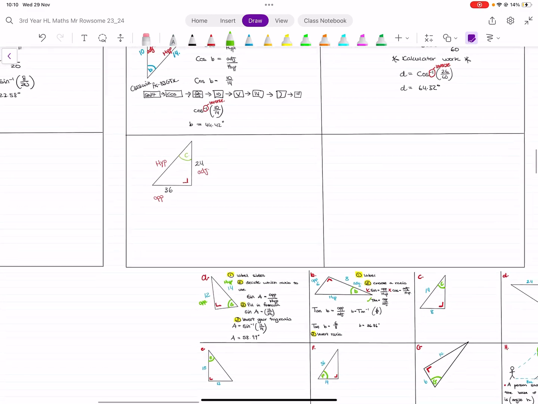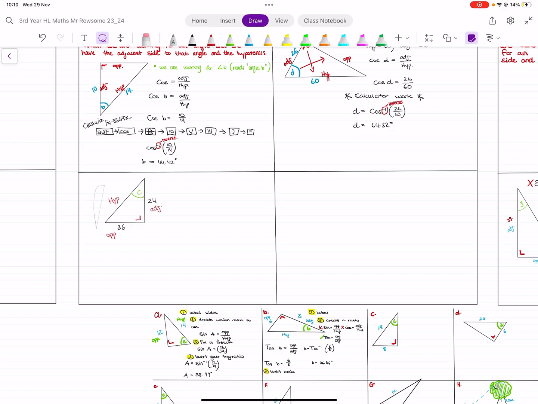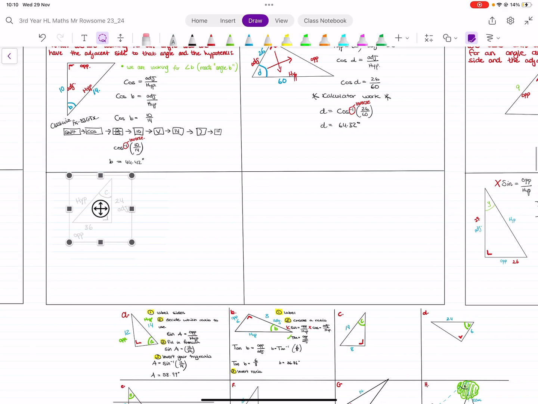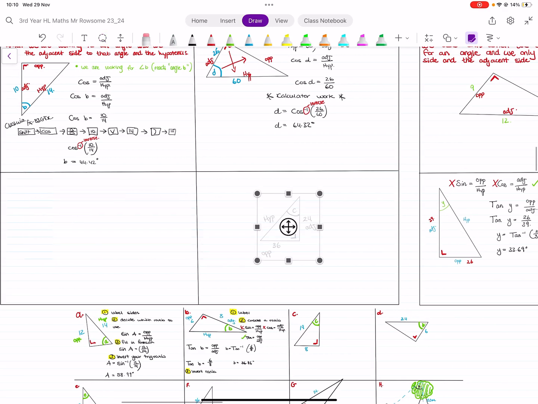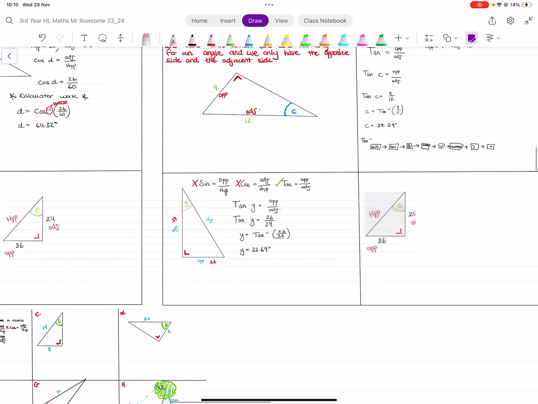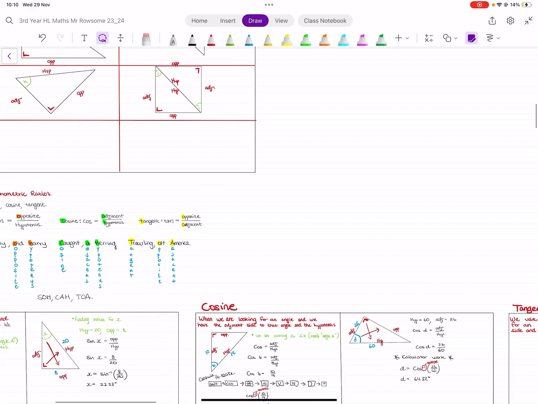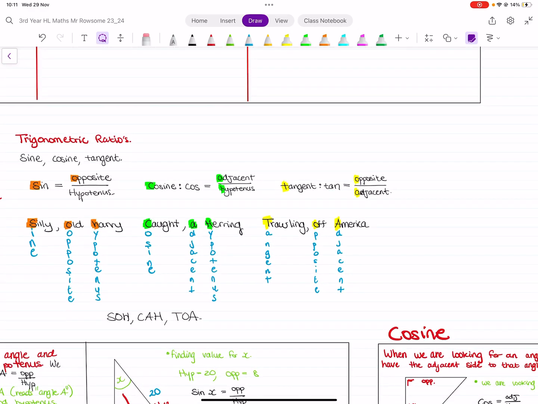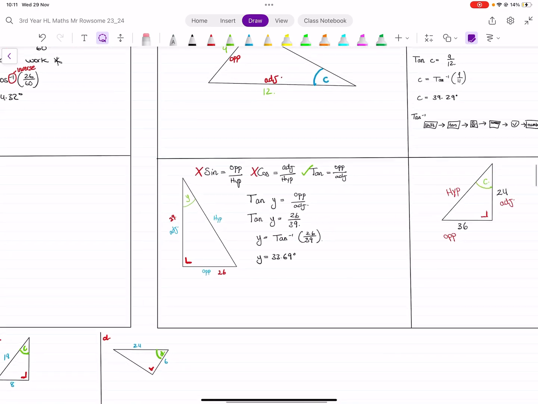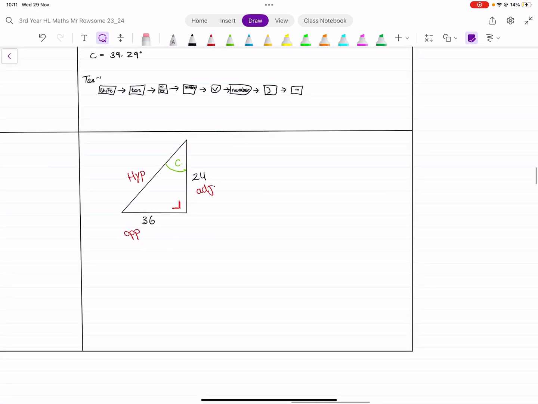Sorry, apologies, this is tangent. Sorry, this is tangent. So I will move this over here. Yeah, so this is tangent. Let's go back up. You say, okay, well, we can't use sine because it's opposite over hypotenuse, and we can't use cos because it's adjacent over hypotenuse. So it must be tan, opposite over adjacent.